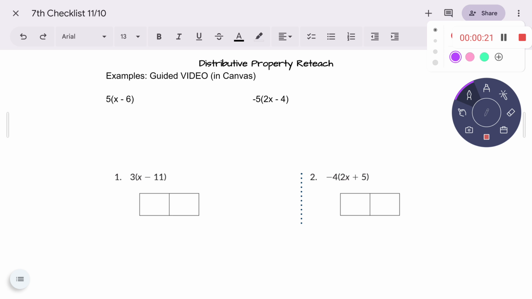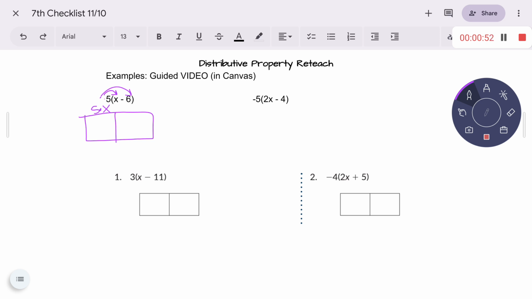Okay. The first one here is 5 parentheses x minus 6. We also say 5 times the quantity of x minus 6. So remember, we draw our arrows. Okay, and I'll just draw our box here. So remember, we do 5 times the first value, 5 times the second value. So I would do 5 times x. Then the second one, I would do 5 times negative 6.